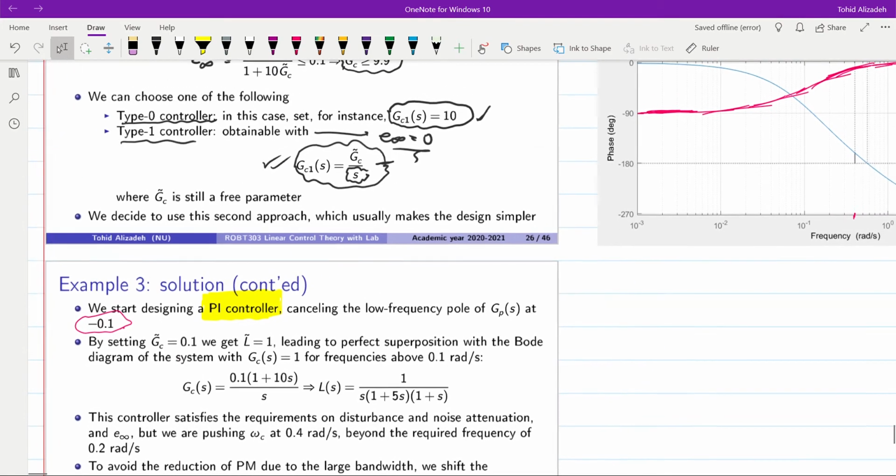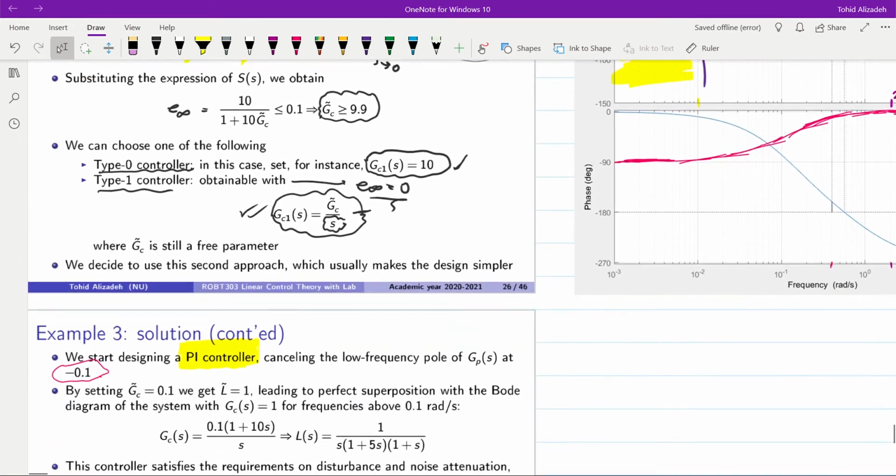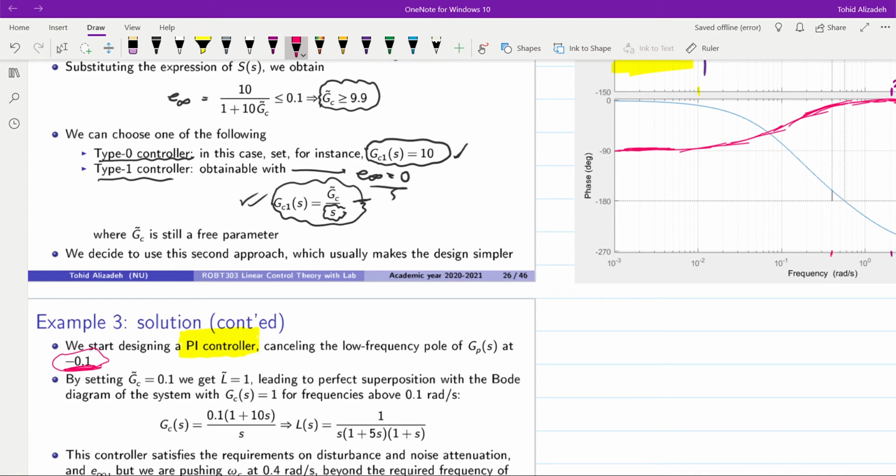So for the PI controller, again, we have placed the 0 at minus 0.1. And in order to have the amplitude of the PI equal to 0 dB or 1 after that frequency, we will have the PI controller in this form. So 0.1 times 1 plus 10s over s. Or in other words, GC of s will be equal to s plus 0.1 over s. So in this case, as s goes towards infinity, amplitude will become equal to 1 or 0 dB.